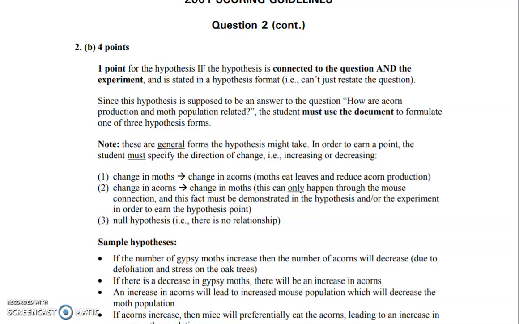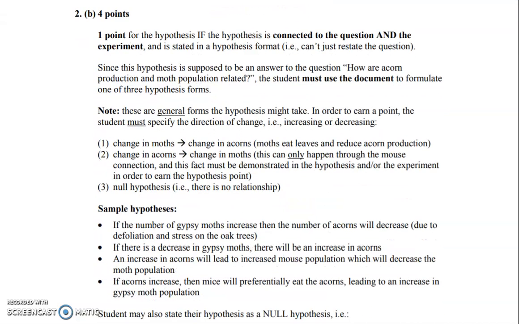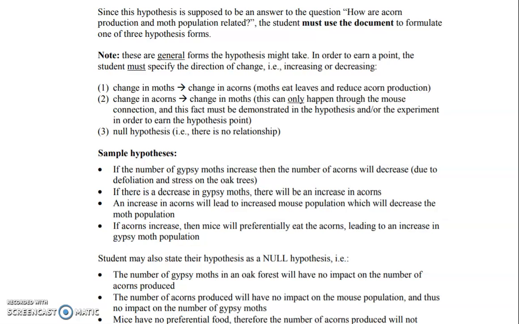But the hypothesis is supposed to answer the question, how are acorn production and moth population related? And so what they're looking for is a change in moths leads to a change in acorns, a change in acorns leads to a change in moths, or that there is some sort of null hypothesis. So here's some examples. If the number of gypsy moths increases, then the number of acorns will decrease due to defoliation and stress on the oak trees.